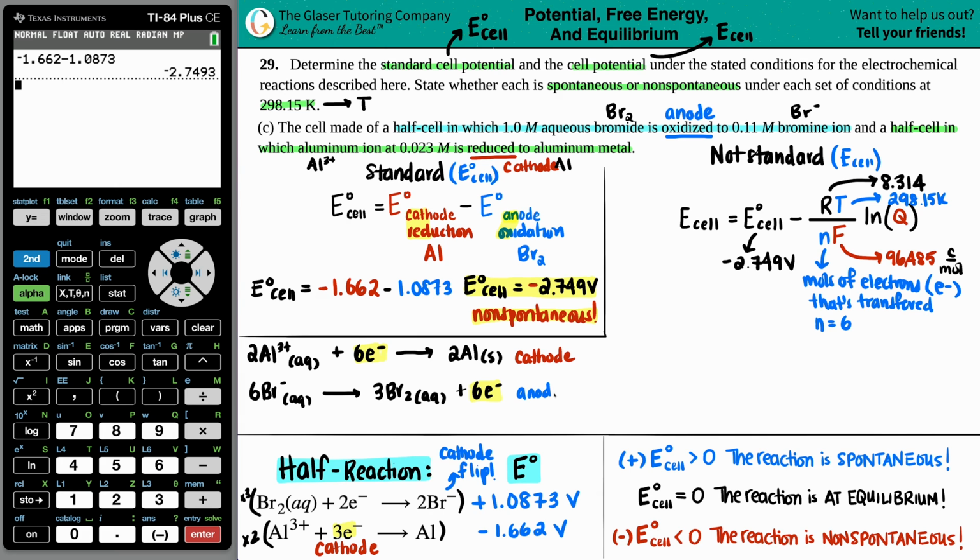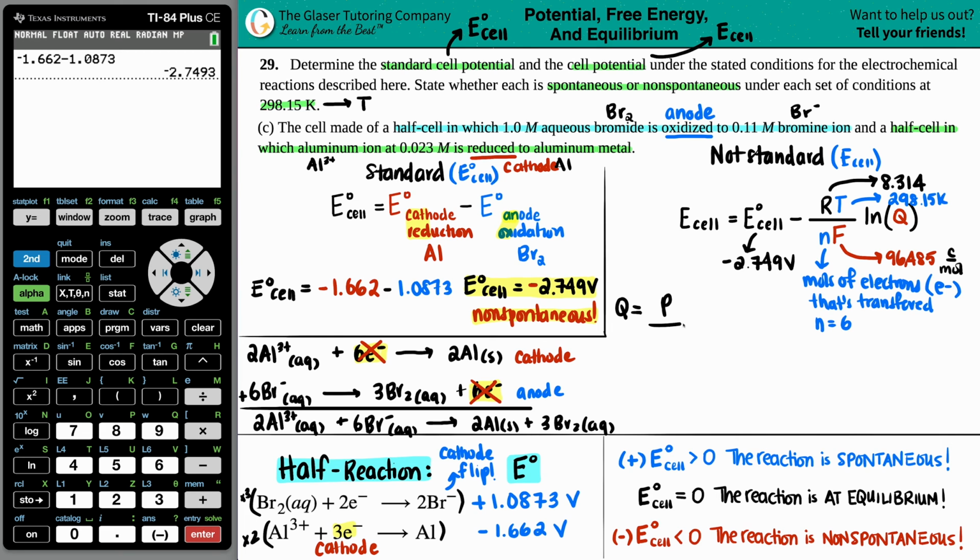And now, what we're going to do is we're just going to add them together. Cancel out the like electrons. Bye-bye. And just rewrite what else you got. So we got 2 Al3+ aqueous plus 6 Br minus aqueous yields, we got 2 aluminum solids plus 3 Br2 aqueous. Here's my balanced equation to now get the Q expression.